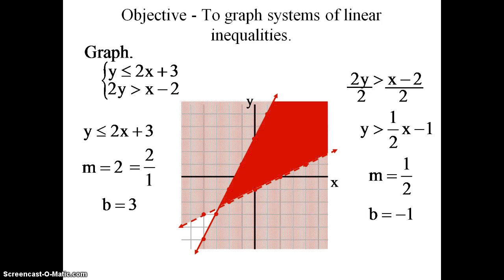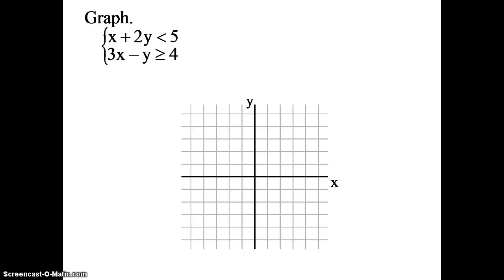Okay, next example. x plus 2y is less than 5. Again, that's not in slope-intercept form, so I'm going to need your help getting it there. My first move, or my first step, is going to be to subtract x, and then we're going to just drop everything like it's hot, rewrite it.